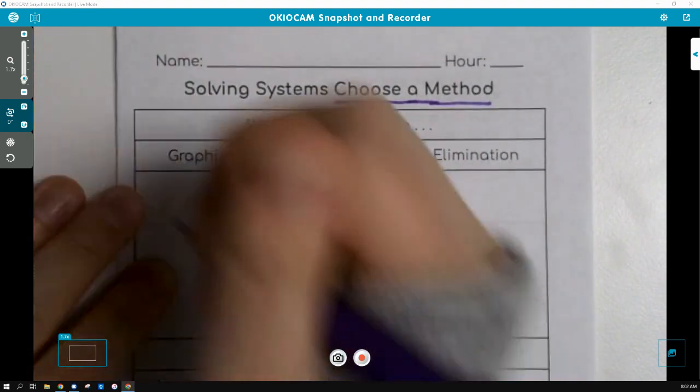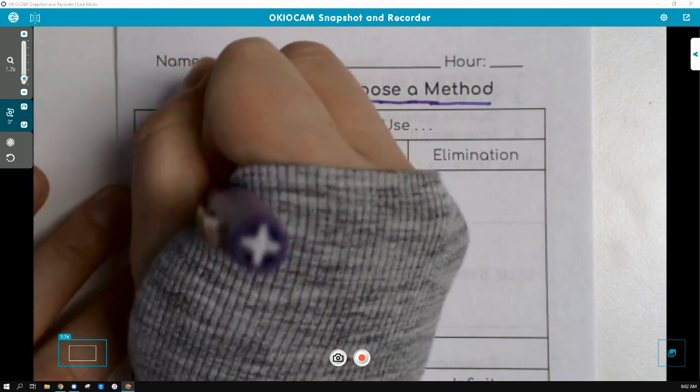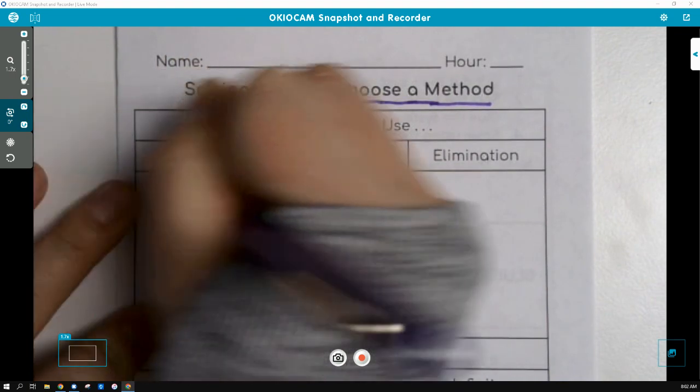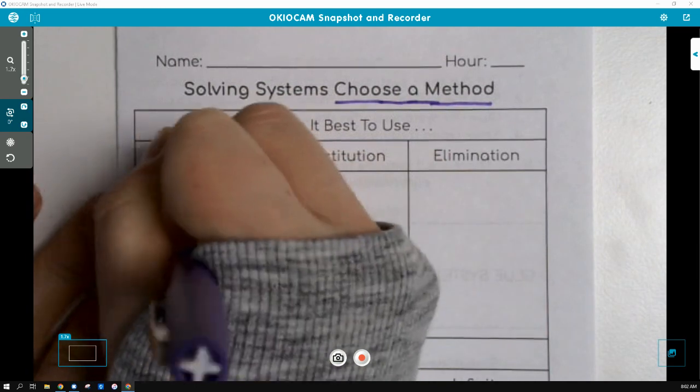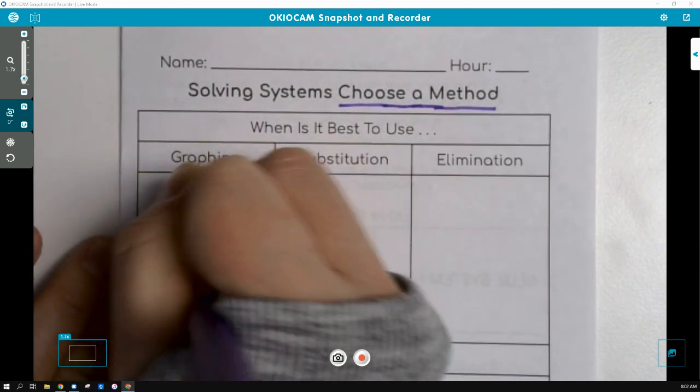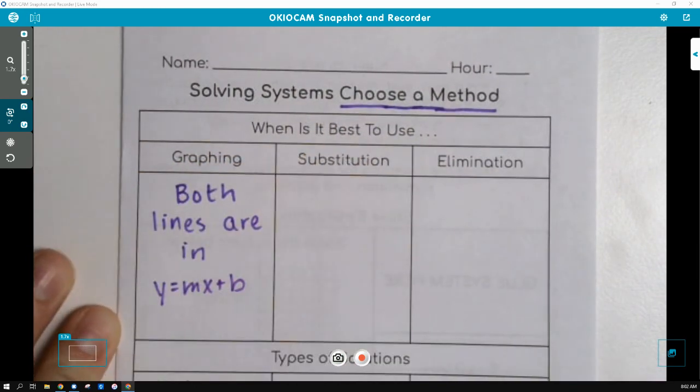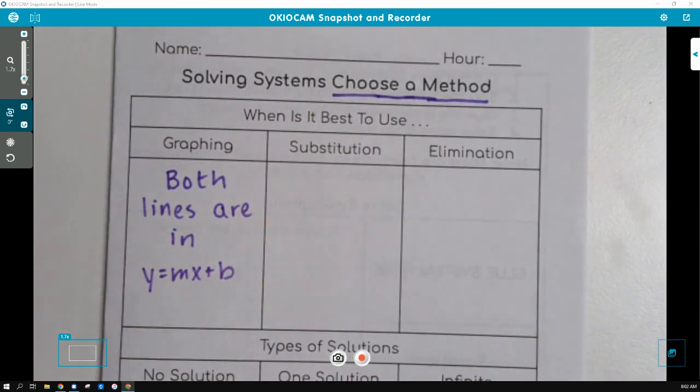be graphed. So that's when both lines are in y equals mx plus b. That's our slope-intercept form. If we have both lines in y equals mx plus b, we're ready to graph both of them, and we can just graph them.